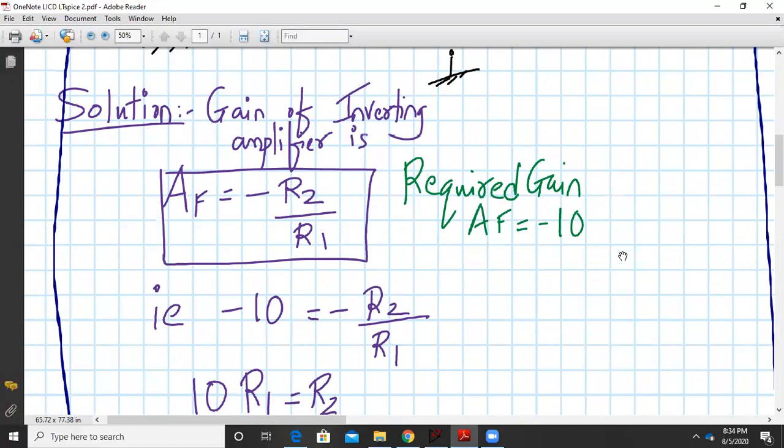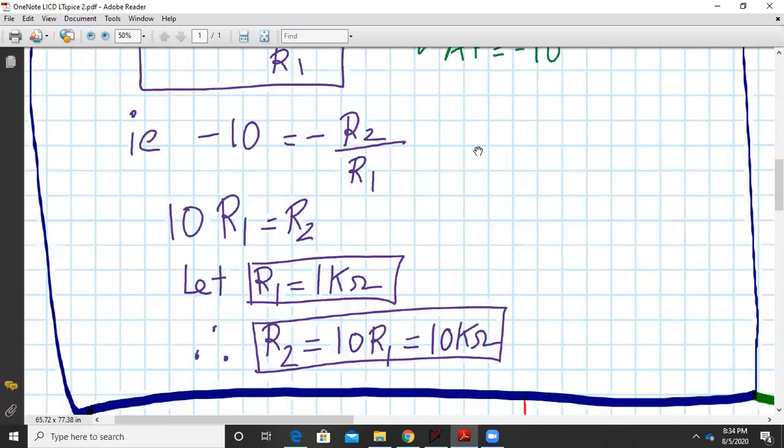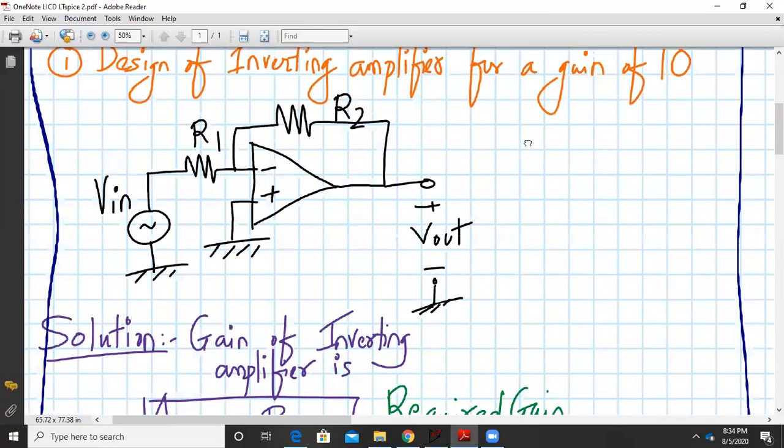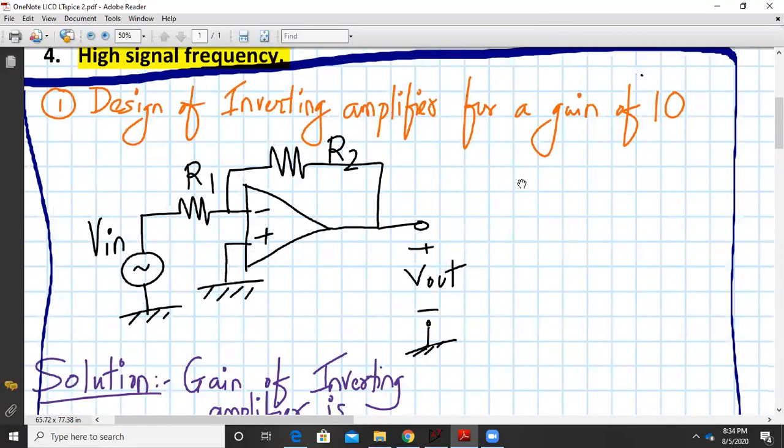The required gain is also minus 10. So we can equate 10 is equal to R2 upon R1. So that means 10 times R1 is equal to R2. If we assume the value of R1 as 1K, then the value of R2 will be 10 times 1. That will be around 10 kilo ohms. So now let us quickly build up the circuit in LT-Spice and observe whether we have designed an inverting amplifier for that gain of 10.